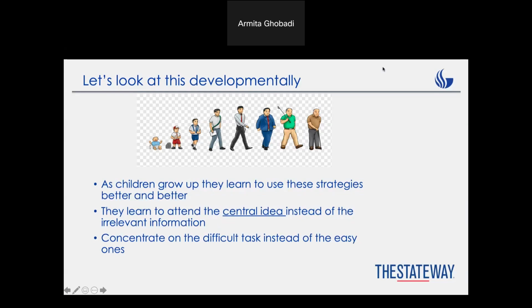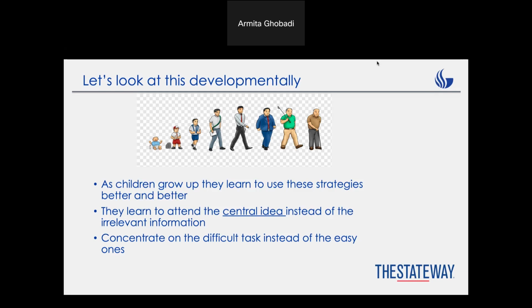In section 5, we are trying to understand the pattern of memorizing developmentally. For example, as children grow up, they learn to use the strategies better and better. They learn to attend to the central idea instead of just some irrelevant information. There is so much information in their head, but they learn to adjust the information based on the question in front of them.